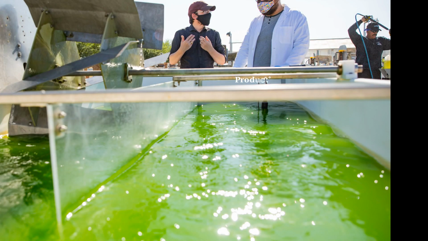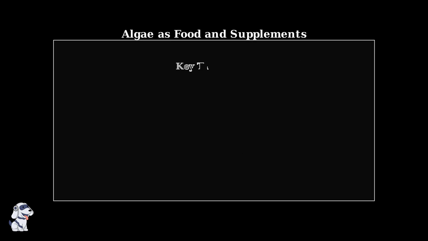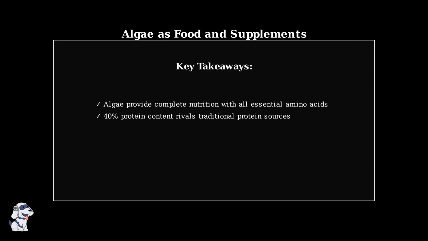Commercial algae farms are already operating worldwide, producing tons of algae biomass for food applications. These facilities can produce more protein per acre than any traditional farming method. The future of algae in our food system looks incredibly promising.